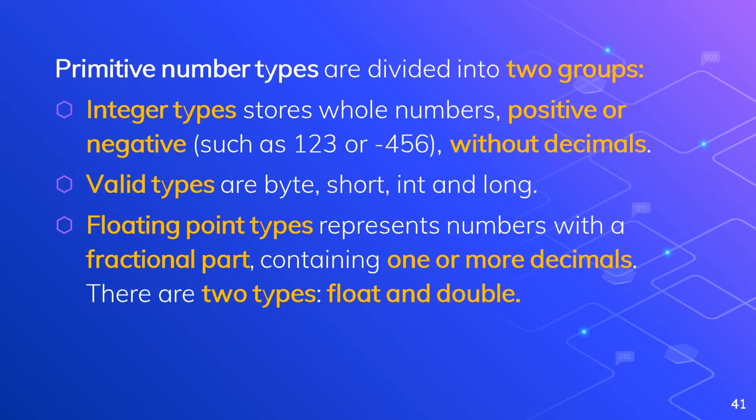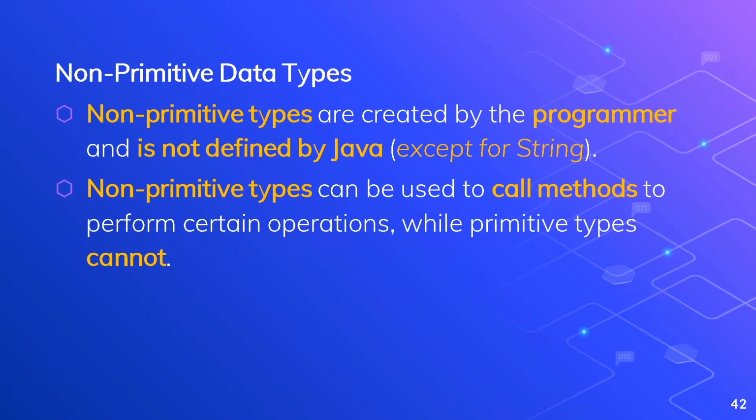Okay, so we are done with the primitive data types. How about naman yung non-primitive data types? So, non-primitive types are created by the programmer, no? Or the user. And it is not defined by Java except kay string kasi si string ay predefined ni Java. So, these are the difference between primitive and non-primitive. Non-primitive types can be used to call methods. Pwede natin gamitin yung non-primitive types to call a method, while primitive types cannot.